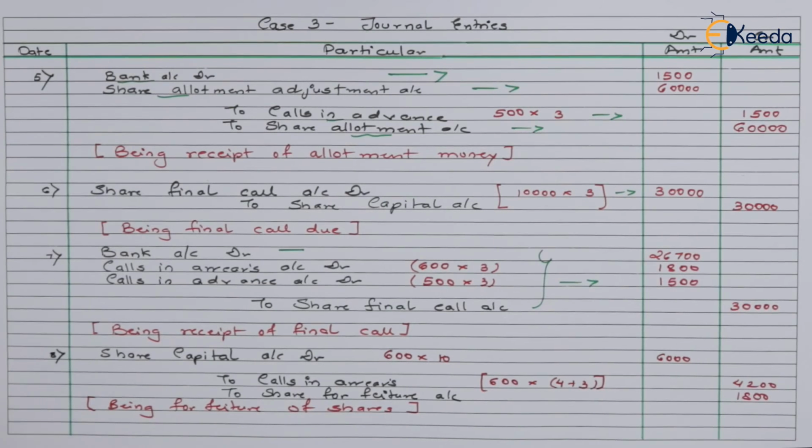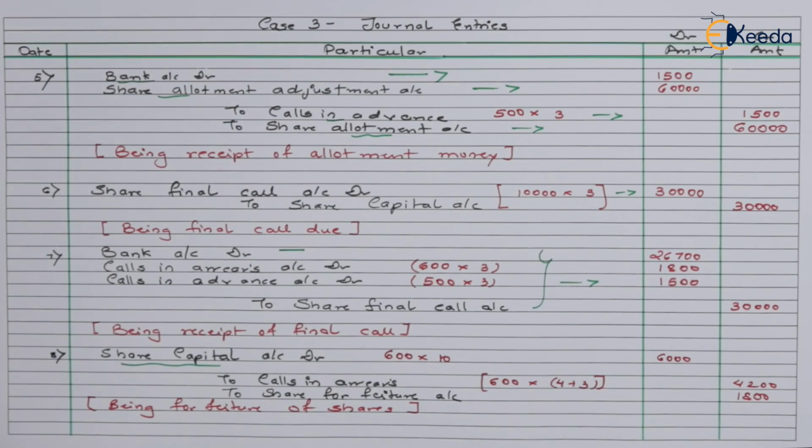Now, after that, we go to the share forfeiture part, whereby in the question they have mentioned that after the final call, they have forfeited Mr. B's share, which was 700. So we have accordingly mentioned that amount. So the entry that we have mentioned here is share capital account, because 600 shares were forfeited. So 600 multiplied by 10 is the share capital amount entry.